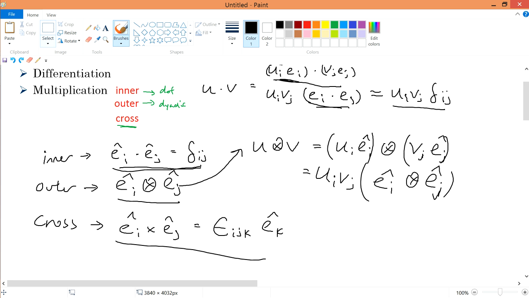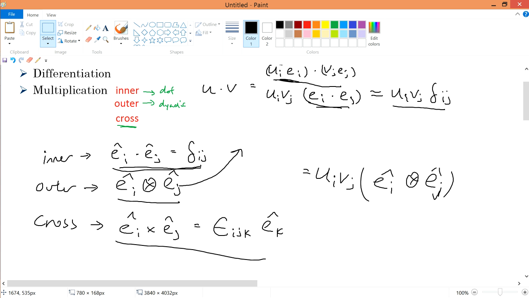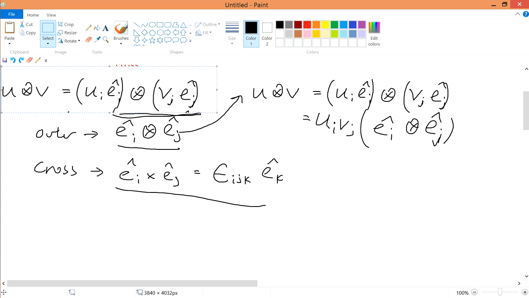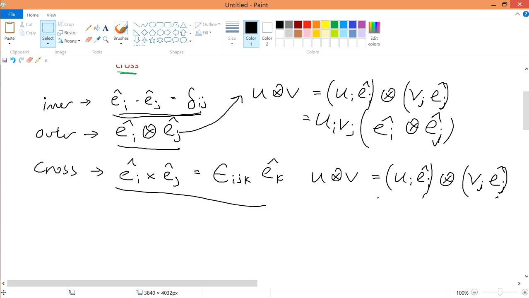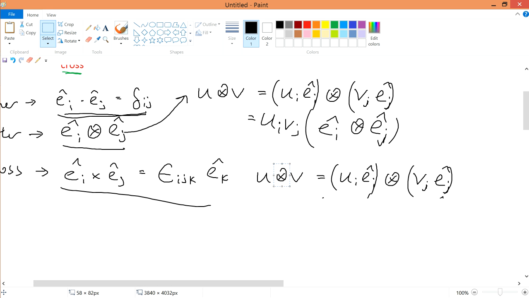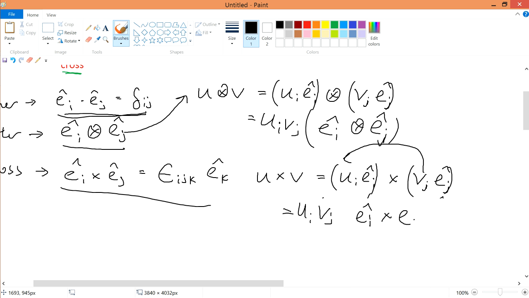Similarly, if I were to do the cross product, maybe I should take this and paste it over here. It's the same thing, but instead of dyadic, I just change the sign to a cross. This is a cross product. So similarly, I also group the components. So I have u_i v_j, and then this is e_i hat cross product with e_j hat. Based on this understanding, we can simply rewrite this as u_i v_j epsilon_ijk e_k. That's all.